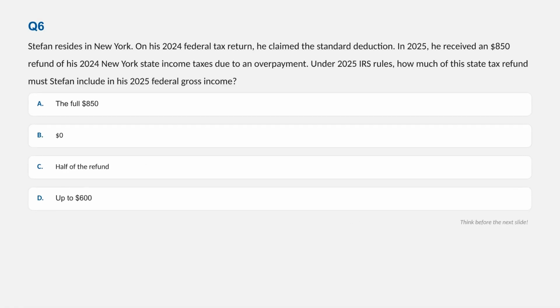Stefan resides in New York. On his 2024 federal tax return, he claimed the standard deduction. In 2025, he received an $850 refund of his 2024 New York State income taxes due to an overpayment. Under 2025 IRS rules, how much of this state tax refund must Stefan include in his 2025 federal gross income? A. The full $850. B. $0. C. Half of the refund. D. Up to $600.